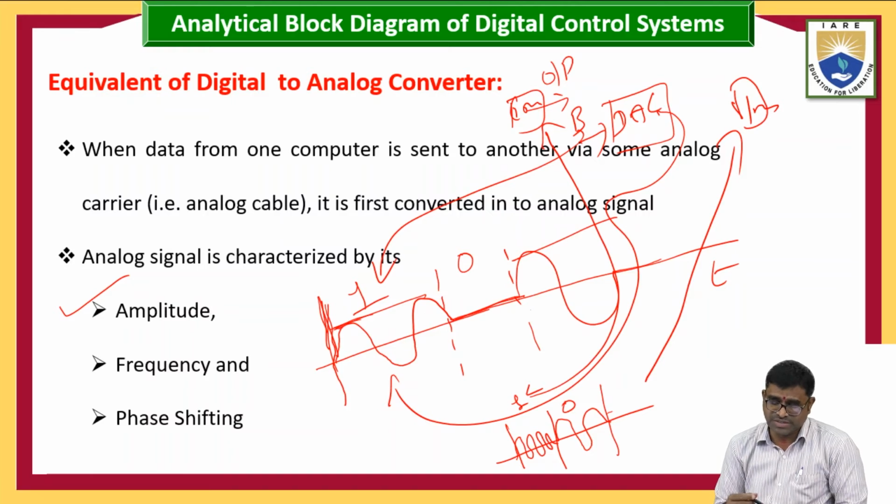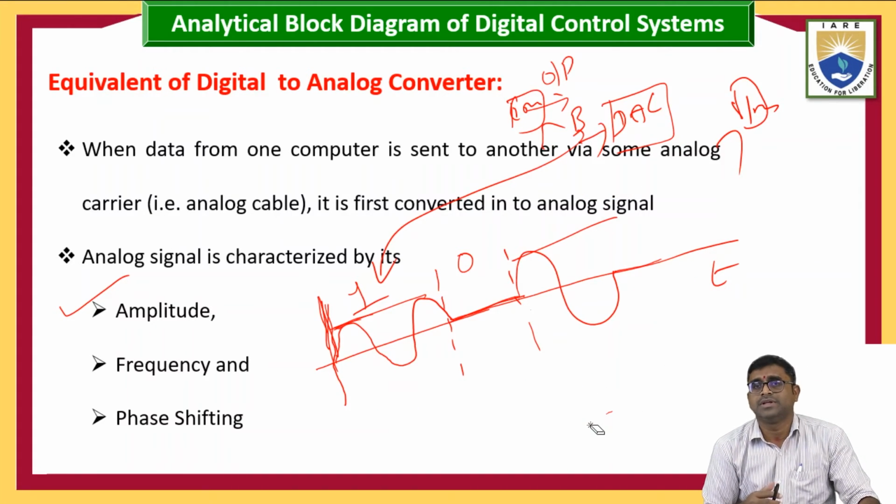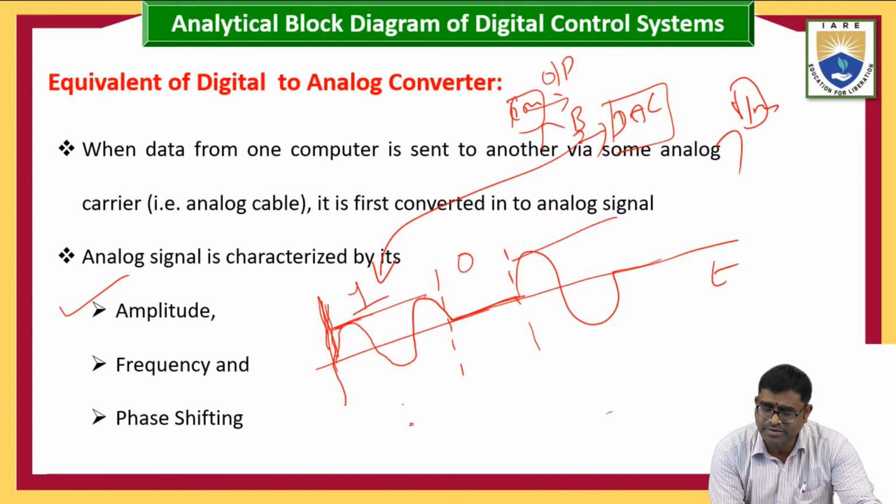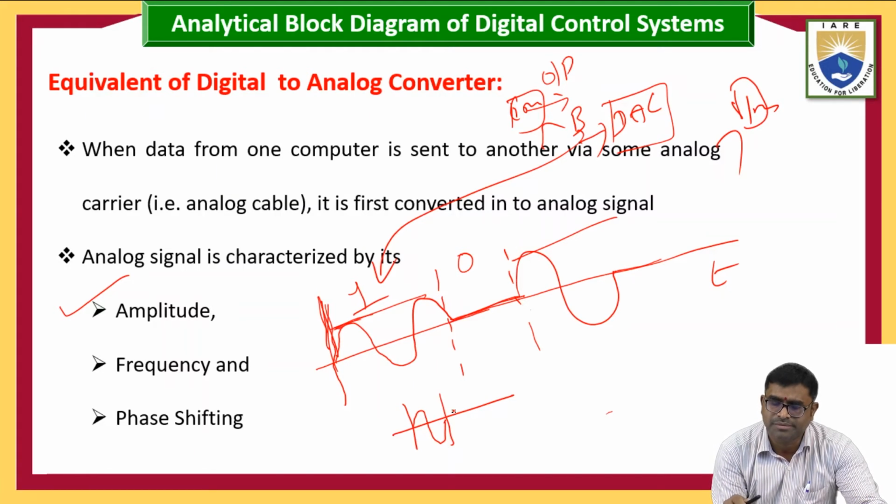And the last one is phase shifting. See that one, phase shifting. After every 90 degrees or 180 degrees, there is going to be a phase shift. For example, if you take a sine wave like this, okay, wait. Take one more.